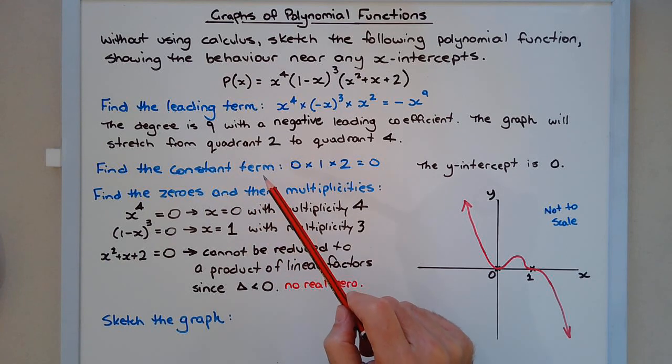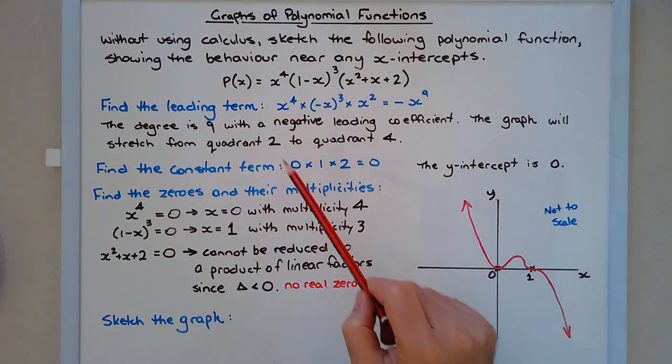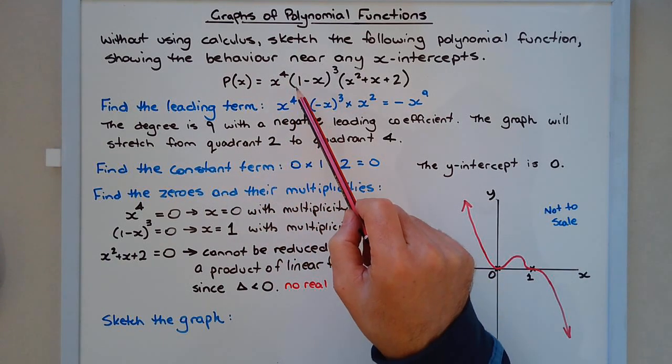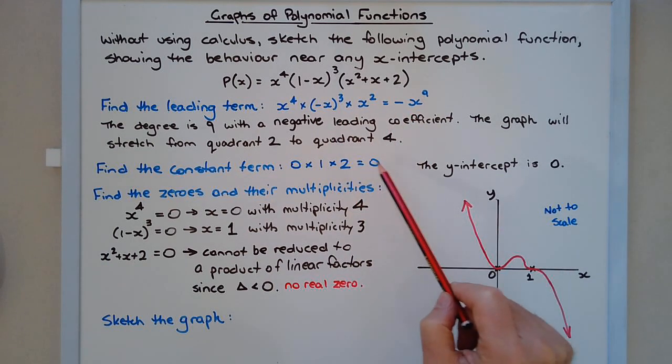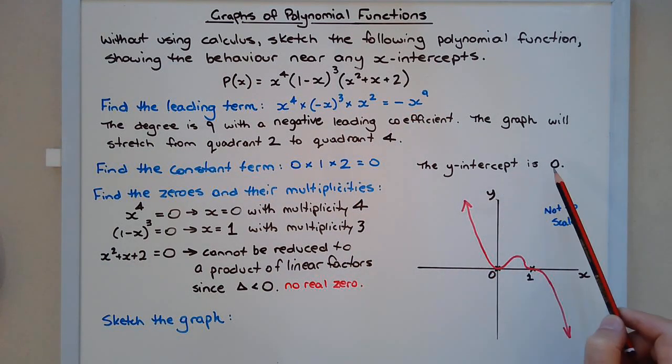Next, we find the constant term. Now, the constant term of x to the power of 4 is 0, multiplied by 1, multiplied by 2, and this equals 0. Therefore, the y-intercept is 0, and the graph will pass through the origin.